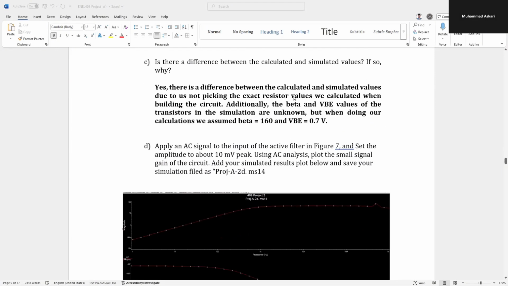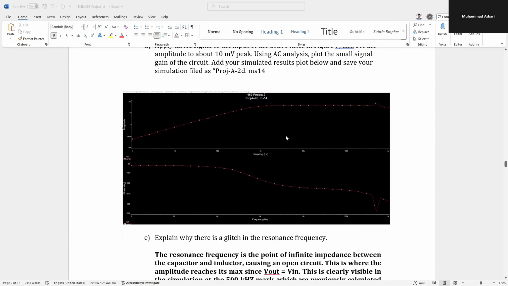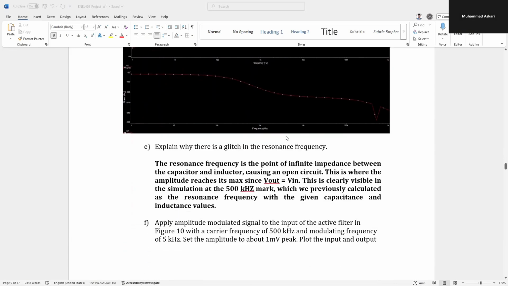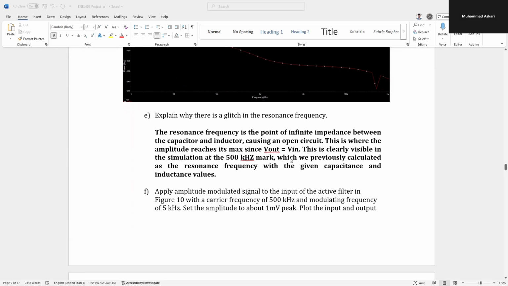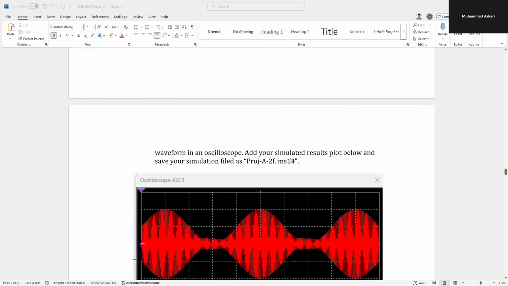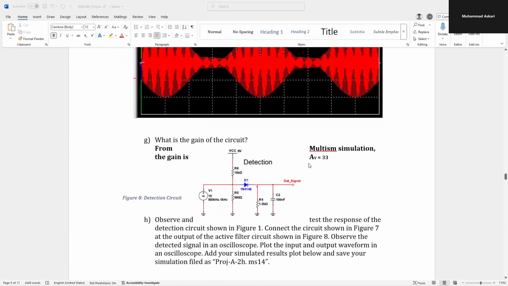And then as we go to part D, we applied the AC signal to the inputs of the active filter, and we got this out of the simulation. And then there was a glitch in the resonance frequency, which was basically because of the infinite impedance between the capacitor and the inductor causing an open circuit. So the Vout was equal to VN. And in F, that's the simulation we got, and we got the gain as 33.